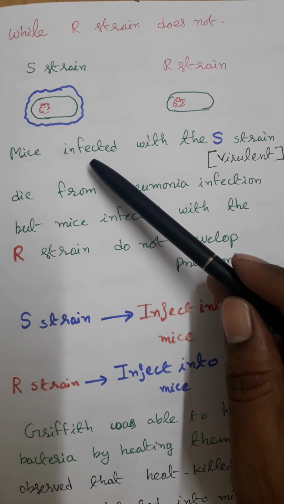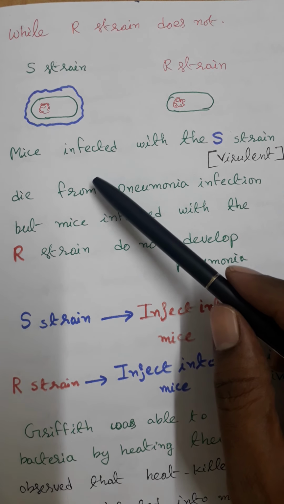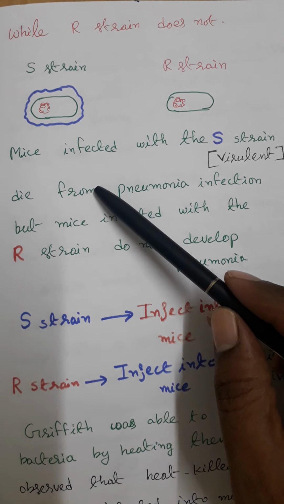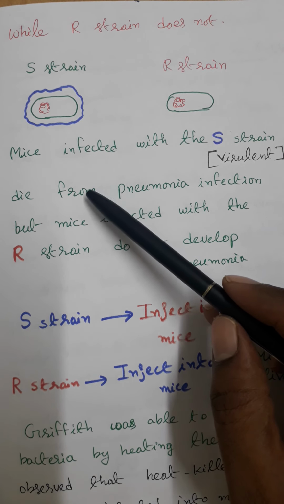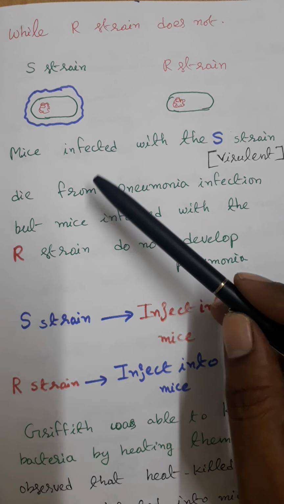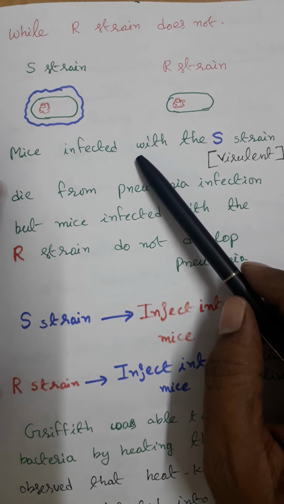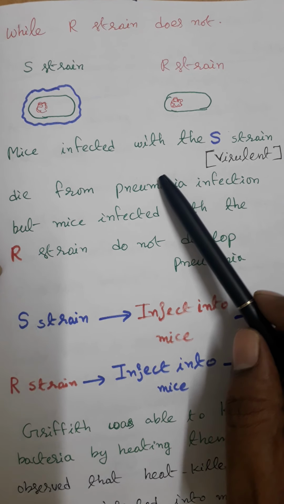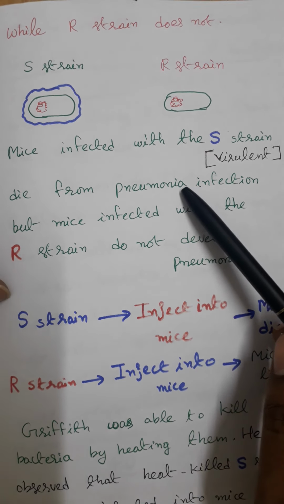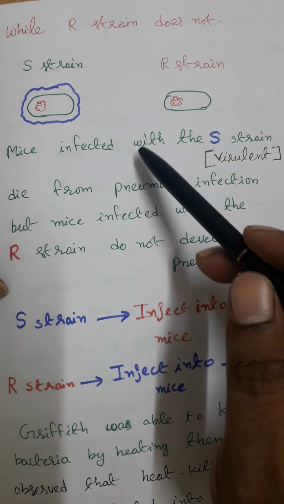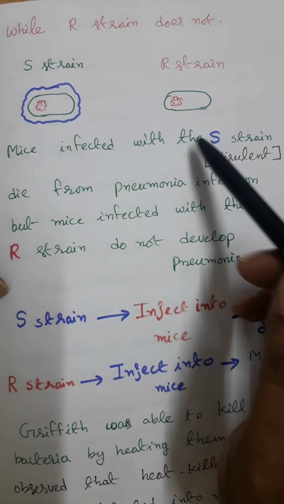Based on the staining, how many types of bacteria are there? Two types, based on the staining procedure: gram positive and gram negative. And based on the mode of nutrition, there are different types of bacteria. That concept you have already learnt in first PUC. Here we are discussing the strains of bacteria, S strain and R strain.